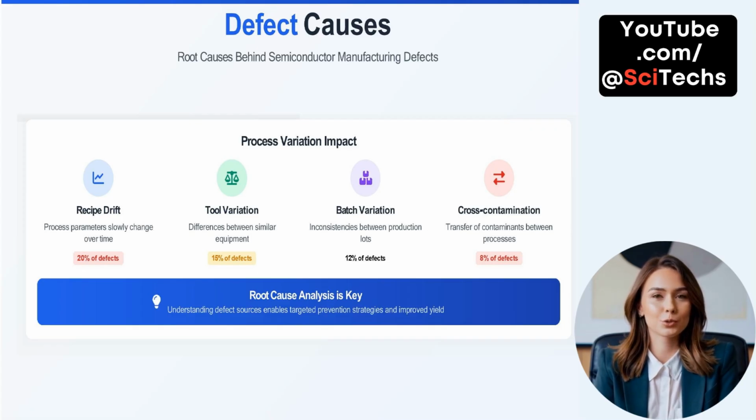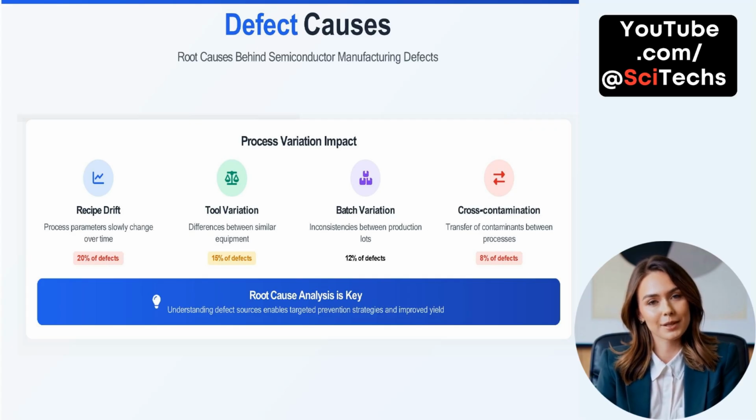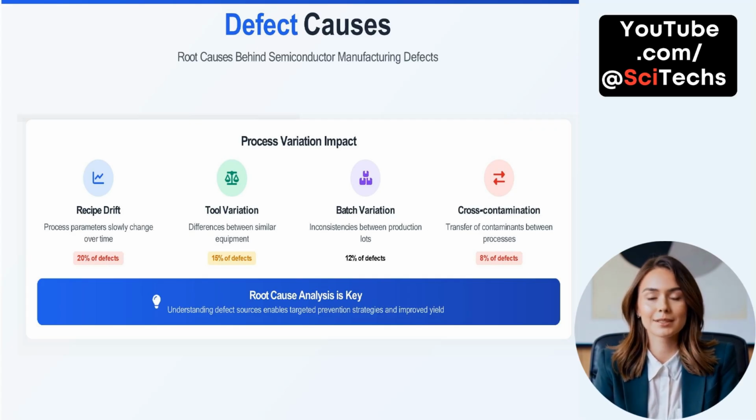Another factor is tool variation. Even when equipment appears identical, small differences in calibration, wear, or setup can cause inconsistent results. Tool variation is responsible for approximately 15% of defects. Batch variation refers to inconsistencies between production lots. Whether due to subtle changes in materials, environmental shifts, or operator methods, batch-to-batch variability accounts for 12% of defects.